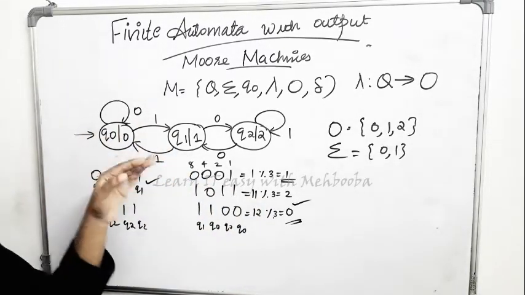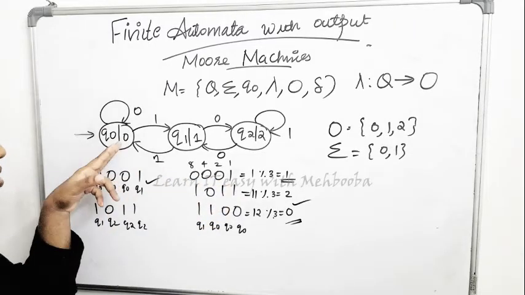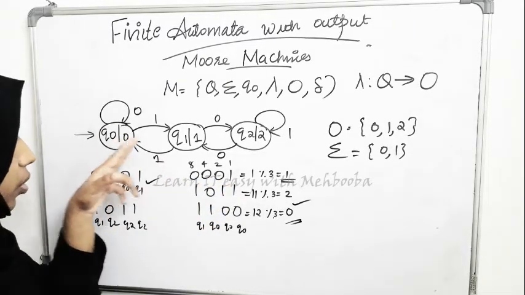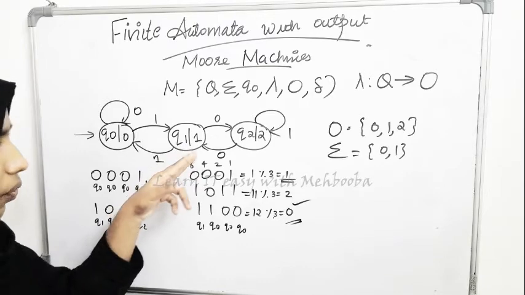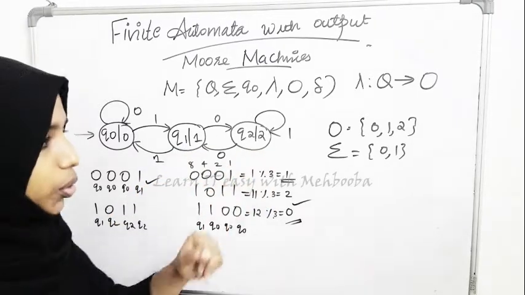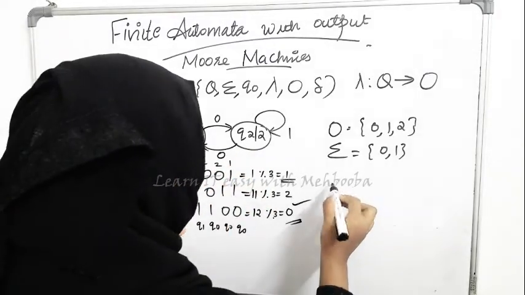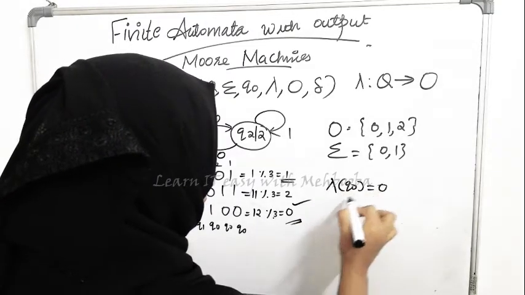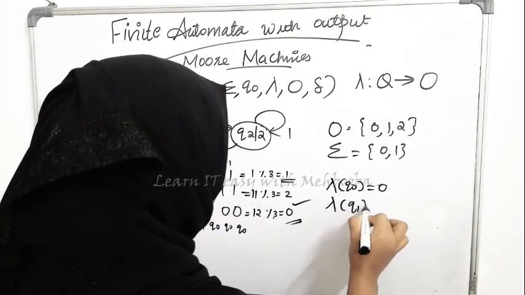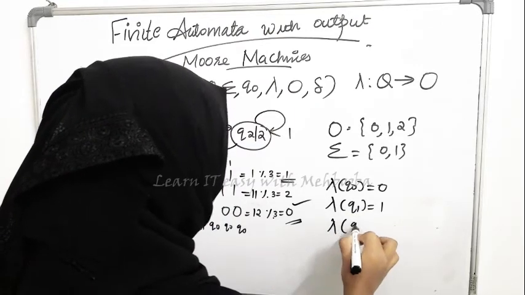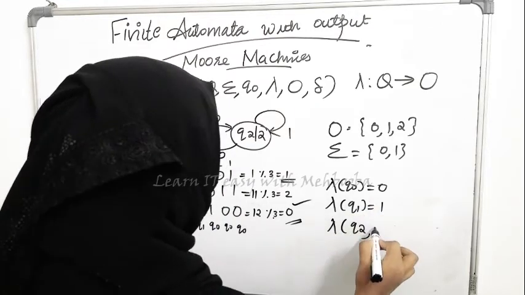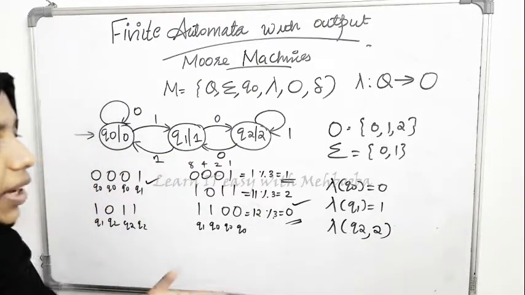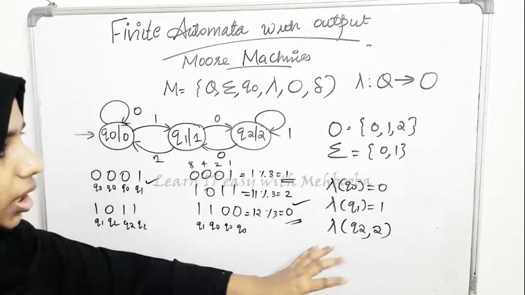That is, each state is associated with an output. q0 is associated with the output 0, q1 is associated with the output 1, and q2 is associated with the output 2. That is, lambda of q0 is 0, lambda of q1 is 1, lambda of q2 is 2. Yeah, this is how we define this output function lambda.